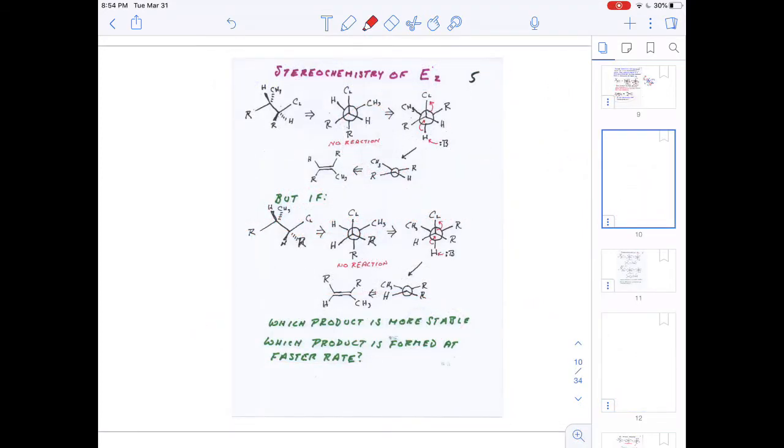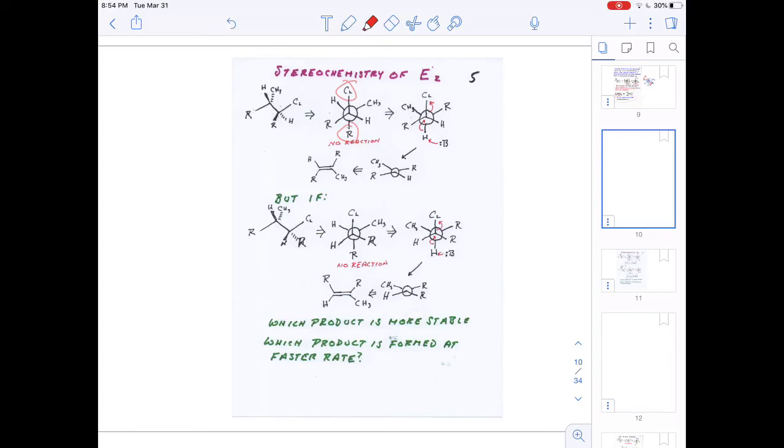Okay, so the next slide, he's giving you another example again. He's saying that there's no reaction here because your leaving group, which is always going to be your halide, is not anti to a hydrogen. It's anti to an R, which basically means the rest of your molecule. R is just a designation for the rest of the chain. So he shows you that there's no reaction unless you rotate it.